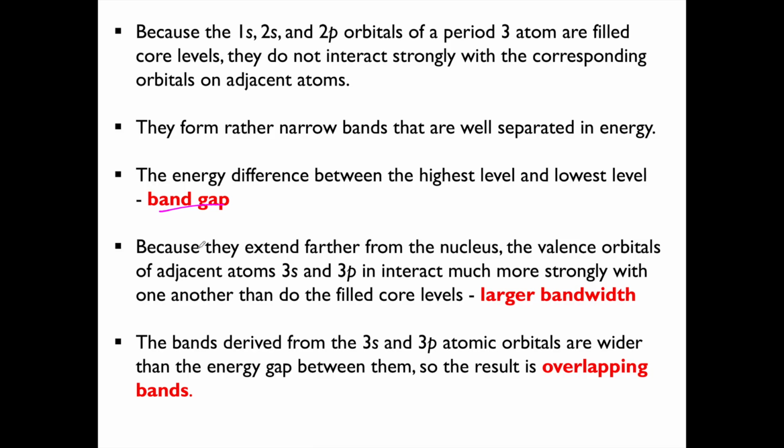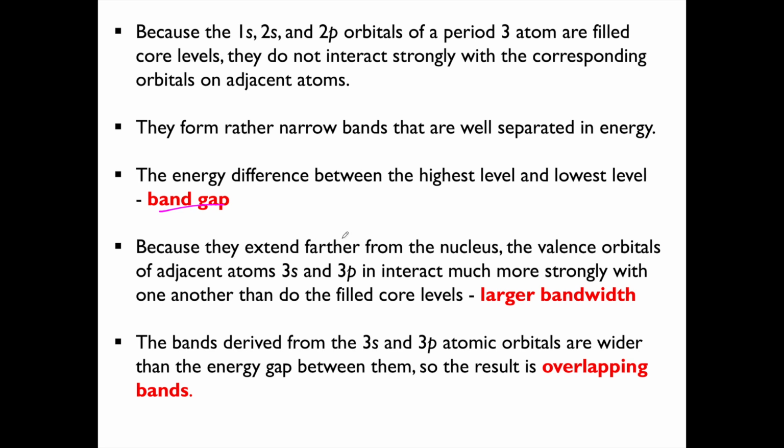And when many of these orbitals interact, two types of bands can be formed. Because the 1s, 2s and 2p orbitals of the period 3 atom are filled core levels, they do not interact strongly with the corresponding orbitals on adjacent atoms. They will form rather narrow bands that are well separated in energy. This is what we call a band gap, the energy difference between the highest level and the lowest level, because they extend farther from the nucleus, jauh daripada nucleus.